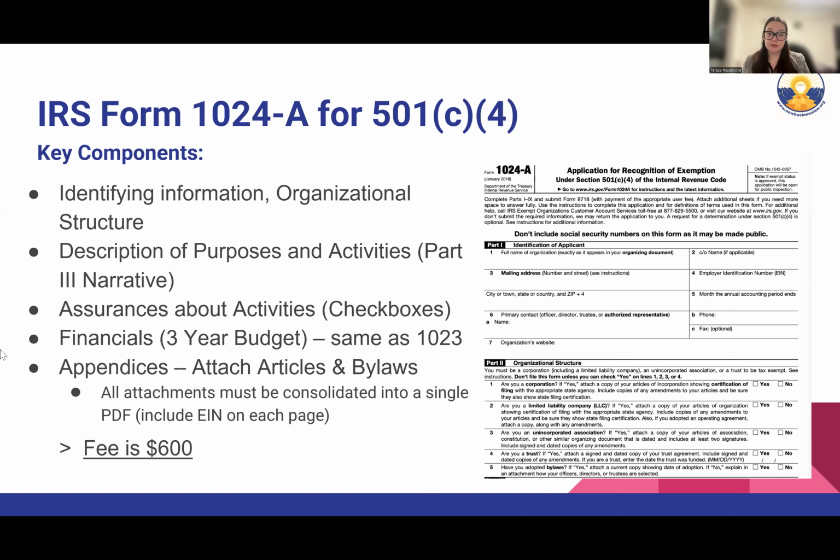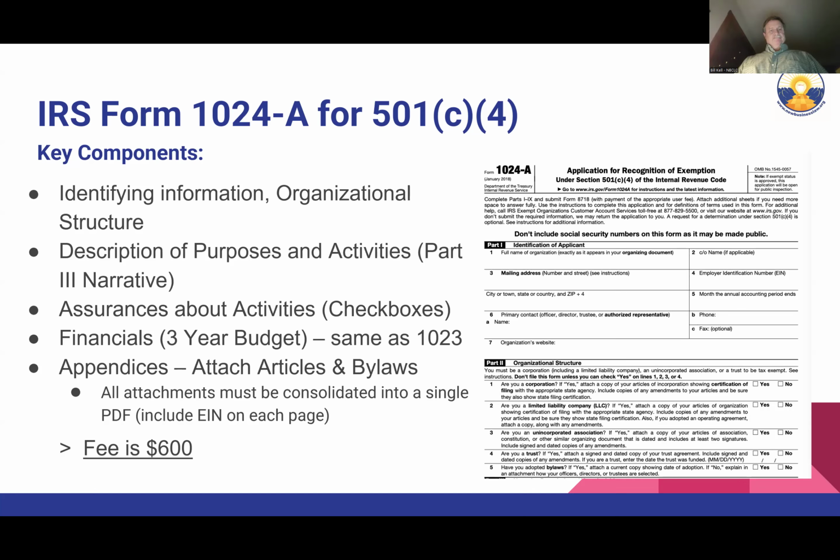Similarly to the previous ones, it does have your identifying information and organizational structure. In this case, you'll also want to provide a description of purposes and activities. The difference here is that they will want to focus on your political activity not being the main activity. You're allowed to do political activity, but it should not be the main purpose of the organization. You should still be doing something else as your main purpose, and doing political activities only less than about half of the time.